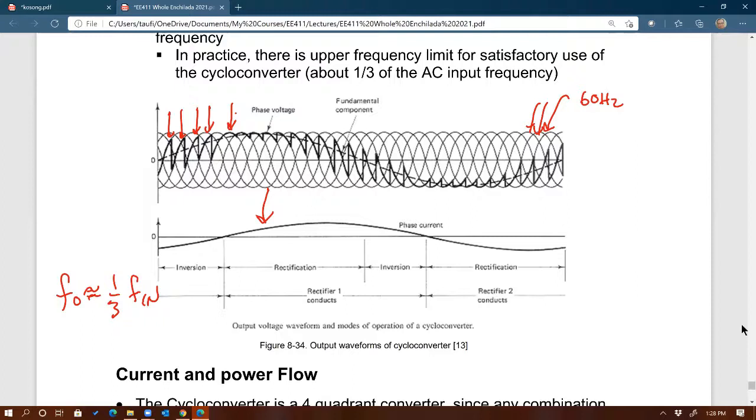And since we know that in our AC system, 60 hertz is predominant, then the best AC output voltage you can get is at the most 20 hertz. So it's 20 hertz or below. Beyond 20 hertz, it's going to get so ugly, with all of these harmonics. That is the main reason why the cycloconverter is rarely used.